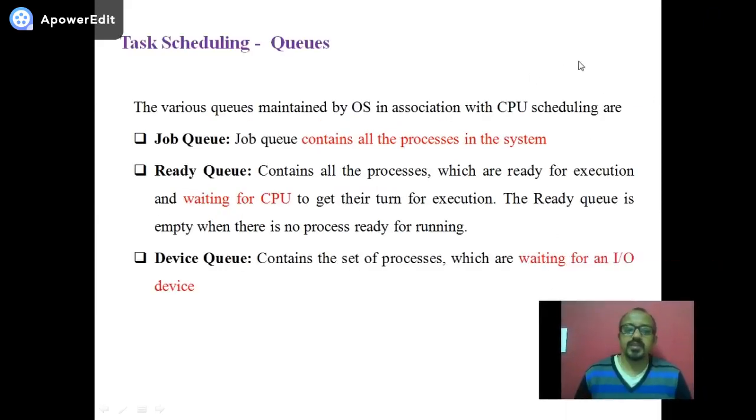Now let's see the scheduling queues. There are three scheduling queues. The job queue contains all the processes in the system. The ready queue holds the processes which are waiting for CPU time. And then the device queue holds the processes which are waiting for IO devices.